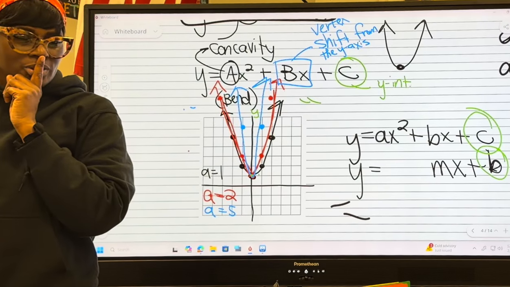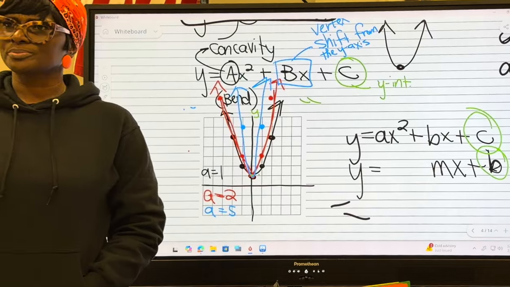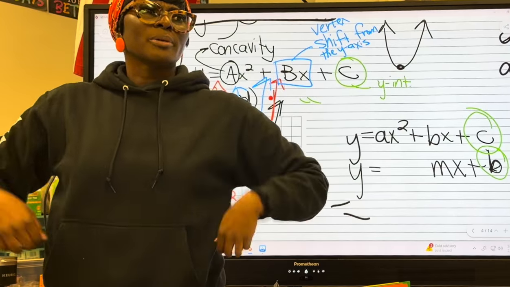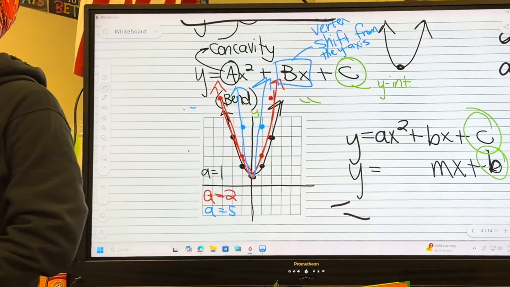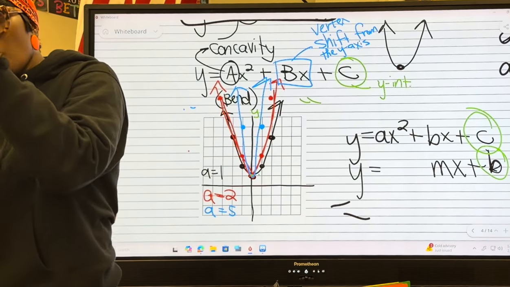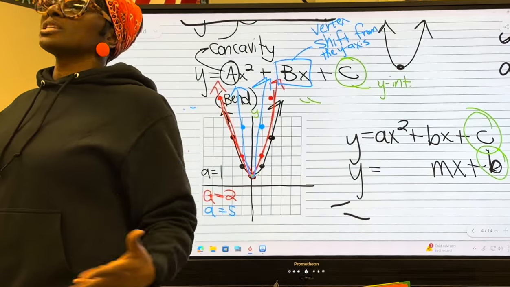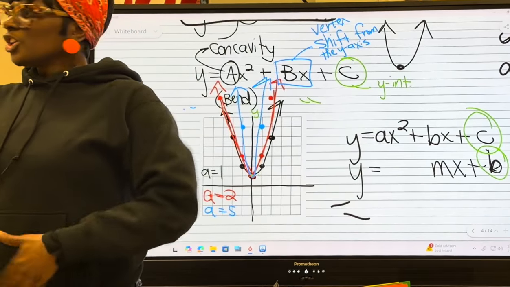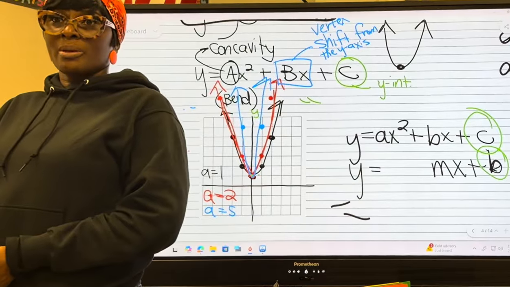Then we have B. What does B tell us about our function? A shift. How far we shifted from the middle. What if there's no B, or what if the B is 0? Then what does that mean? You're in the middle. You didn't shift left or right. You're right there. Are you all with me?